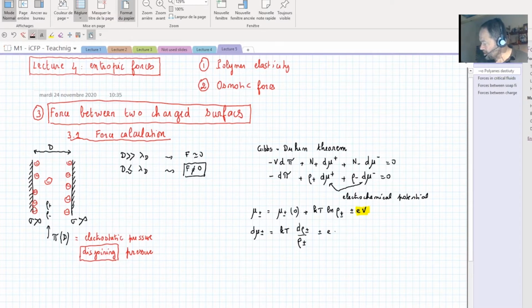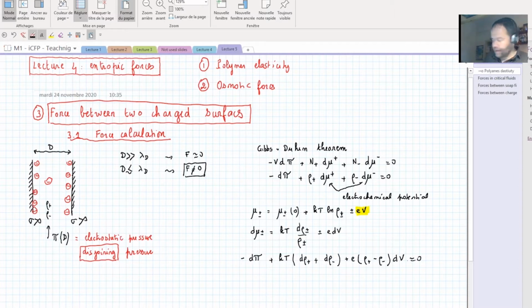Plus or minus E dV. So if we come back to the Gibbs-Duhem equation, we have minus dP, and we just have to replace these. You see that we have rho plus times rho plus, so we have one term which is simply kT d rho plus d rho minus, and the other term which is plus E, rho plus minus rho minus, dV, is equal to 0.